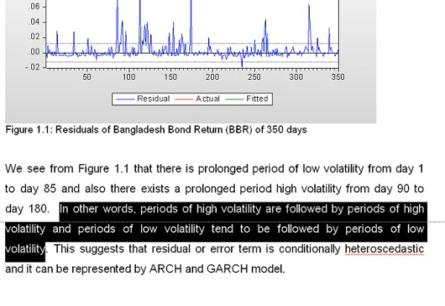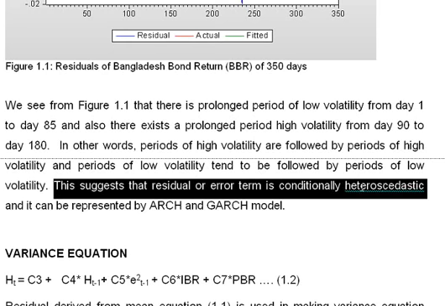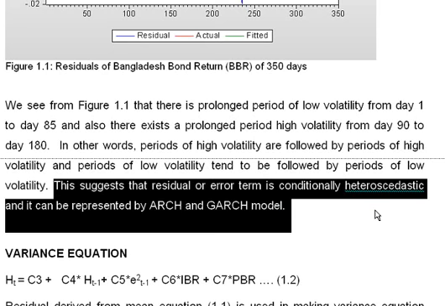So when this thing happens, then we can introduce an ARCH and GARCH model, when the residual behaves like this. So I am saying here, this suggests that the residual or error term is conditionally heteroscedastic, and it can be represented by ARCH and GARCH model. That means when the residual behaves like this, then we can introduce an ARCH and GARCH model.